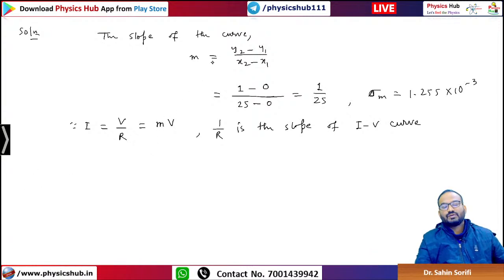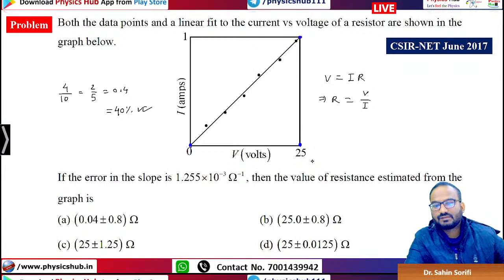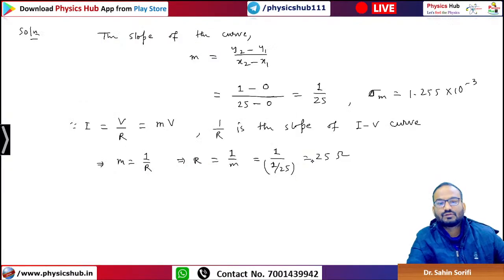Okay, and slope we have denoted by m. So m is equal to 1 upon R, and that gives you the value of R to be 1 by m. So 1 by 1/25, it means 25 ohm. So R we have got. So what we have to measure? We have to measure the value of the resistance estimated from the graph. So R we have got.